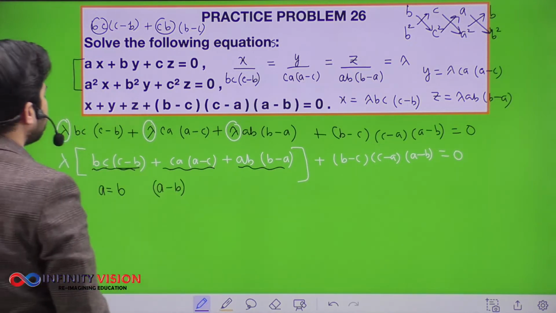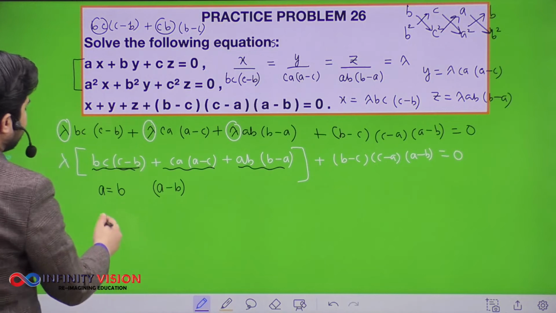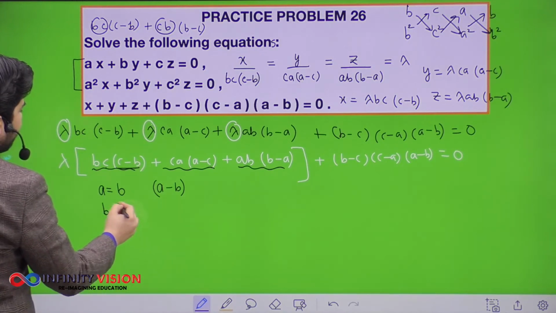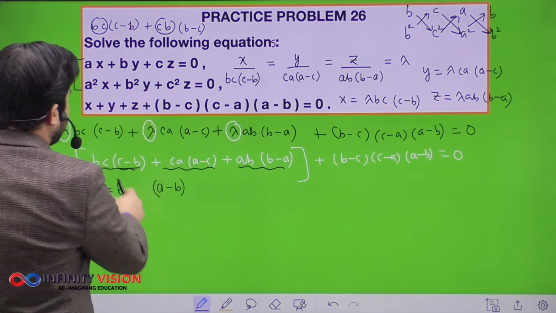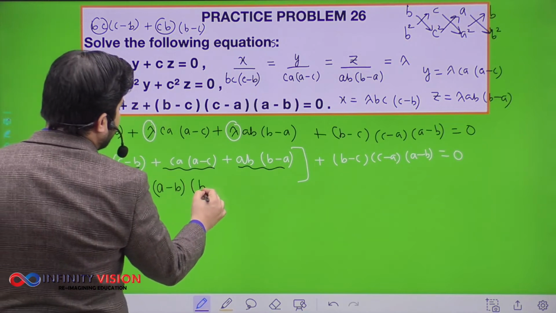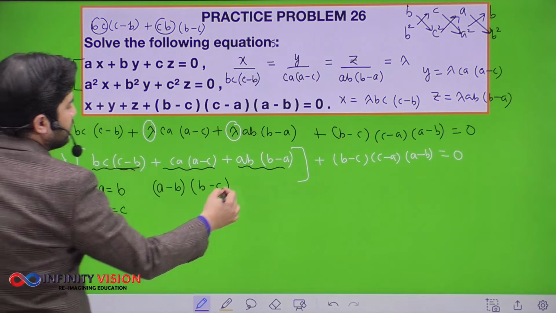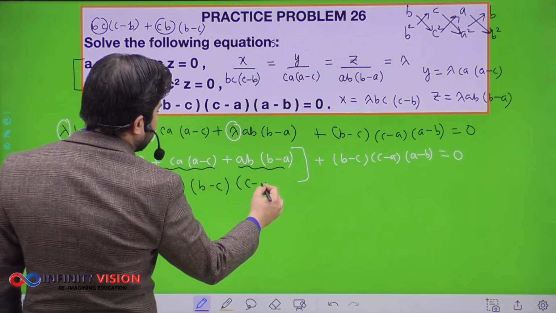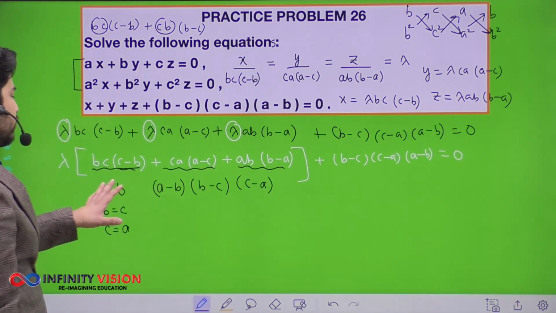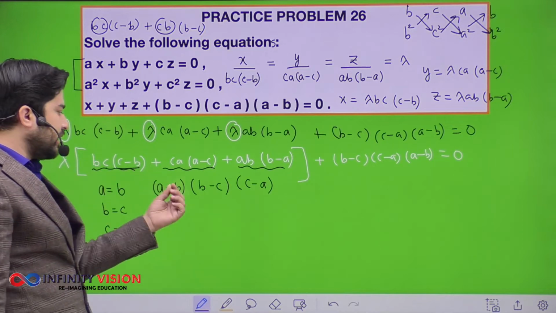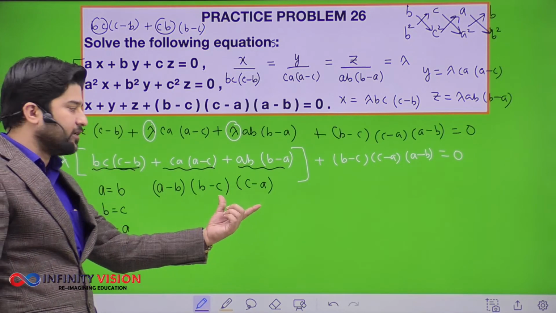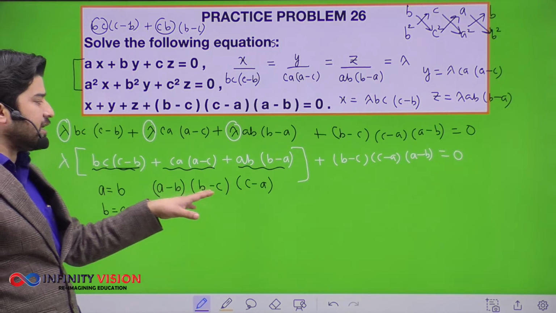Now if I replace b with c, I would notice the same thing. If I replace b with c, I can say the factor would be b minus c. And if I replace c with a, again I will see the same thing. So I can say c minus a is also a factor. Now the question is, you have a 3 degree and these are your 3 linear terms. Do you have any constant outside?